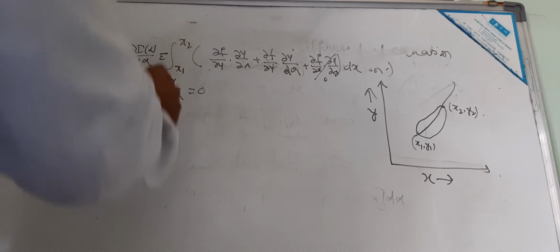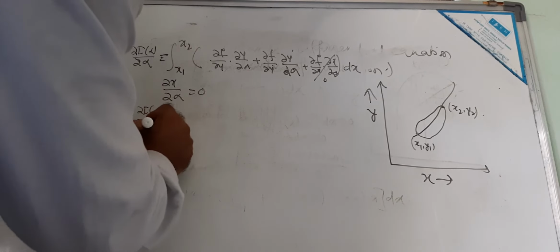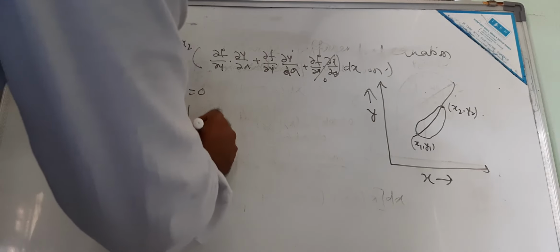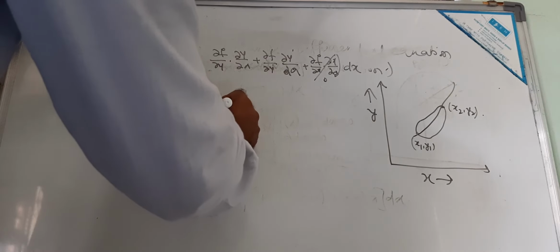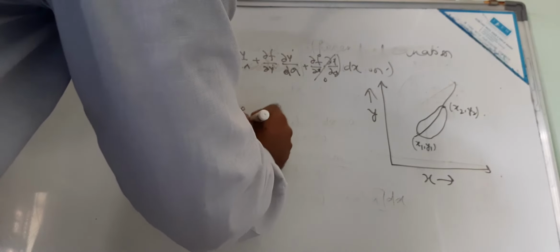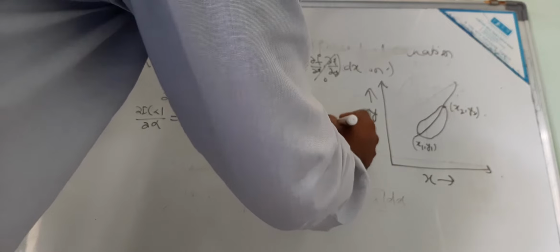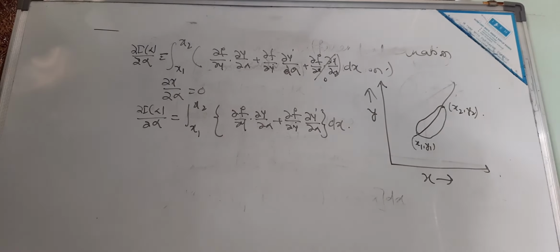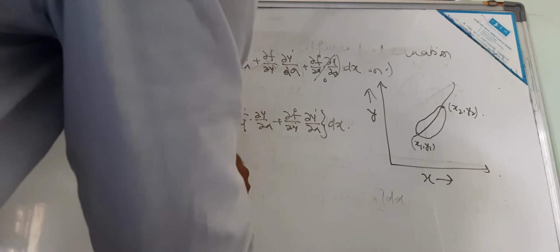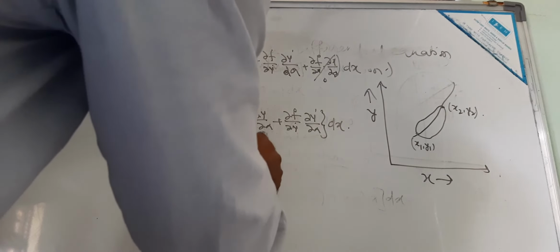So what do we get? Del I(alpha) by del alpha is equal to the integration from x1 to x2 of del f by del y times del y by del alpha, plus del f by del y dot times del y dot by del alpha, dx. Or if we separate this integration, it becomes the integration x1 to x2 of del f by del y times del y by del alpha dx, plus the integration x1 to x2 of del f by del y dot times del y dot by del alpha dx.